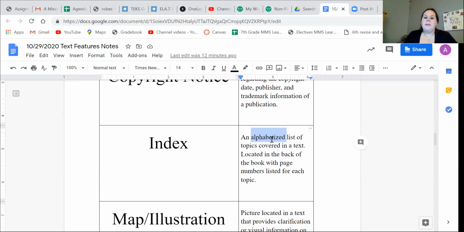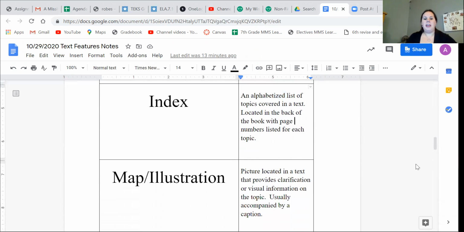Okay, and it's also going to have not only the names of the topics and the people, it's also going to have what page or pages you can find that topic discussed in that text, which is very helpful if you're looking for some quick information real quick. Okay, so the index is going to be at the very back of the book, and it is alphabetized.